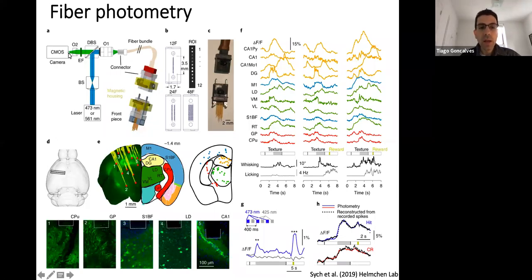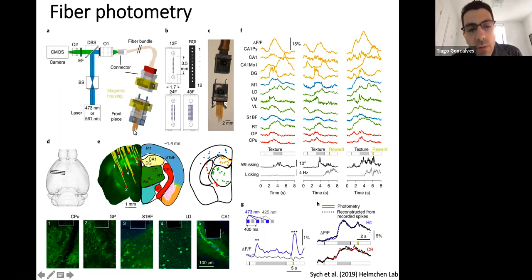Then you have an excitation light source, which is this laser. You have a dichroic to separate the excitation light from the emission light, the blue excitation light from the green emission light of GCaMP. And then you couple both the excitation and the emission to this fiber bundle, and it's basically a fiber array.